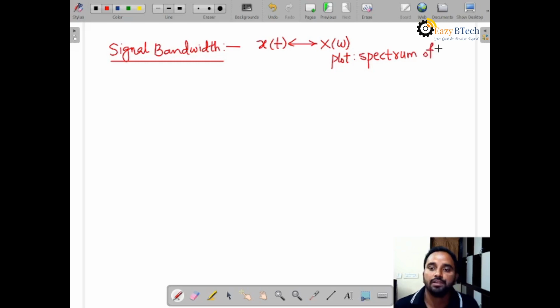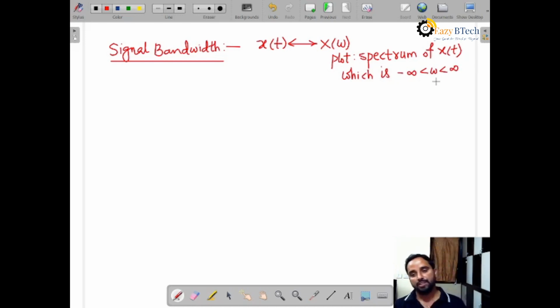This spectrum extends from minus infinity to plus infinity. So first, we have taken a continuous time signal and applied the Fourier transform, capital X of omega. This capital X of omega we can plot, magnitude of X of omega with respect to frequency, and that is called the spectrum of x of t. Generally this spectrum extends from minus infinity to plus infinity.